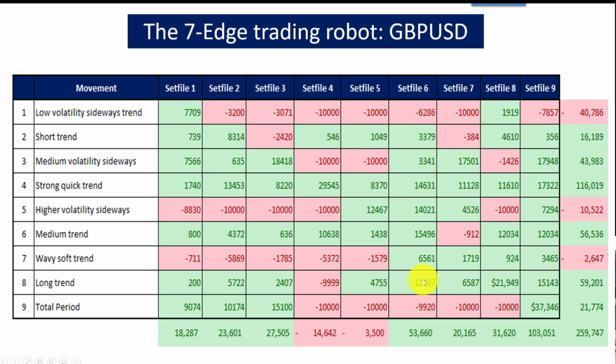But notice set file 1 and set file 6. Set file 1 is making a profit when set file 6 is making a loss. When set file 1 is making a loss, set file 6 is making a profit.